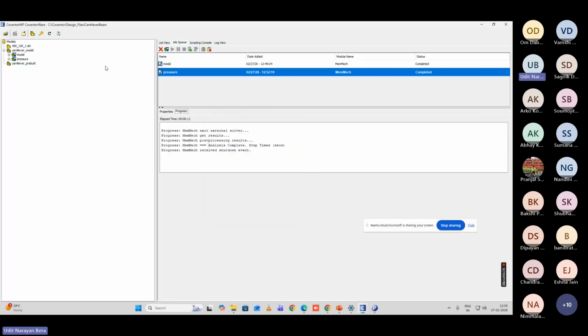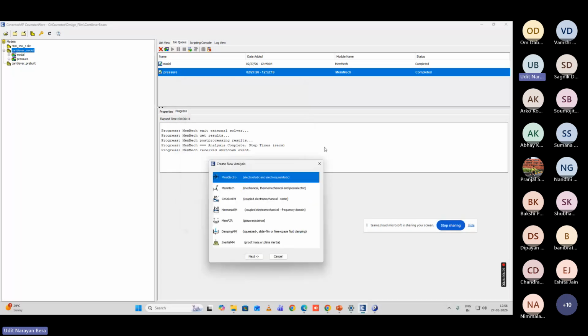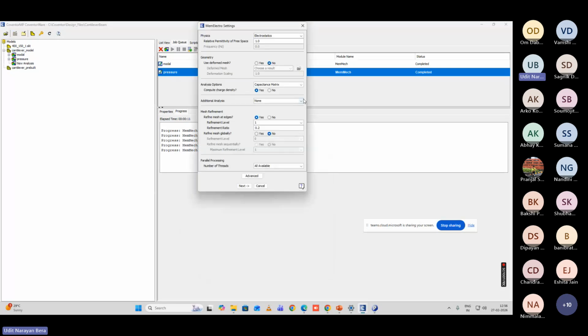Now, after MEMMECH, let's go to MEMElectro. We'll be looking at two possible solutions. One is, if time permits, I'll go for the capacitor. Otherwise, I'll show you how, after applying the electrode voltage, now I will be applying the voltage. So let's say we need to find out the force on conductor parts. That means when you apply voltage, there will be an electrostatic force that the conductor, that your cantilever, will be experiencing. That's why I have selected force on conductor.